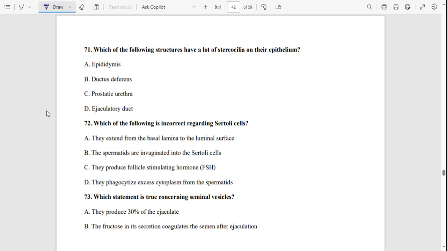Which of the following structures have a lot of stereocilia in their epithelium? Now we know that the epididymis and the vas deferens, or the ductus deferens, have stereocilia, but the one which is more abundant is the epididymis.